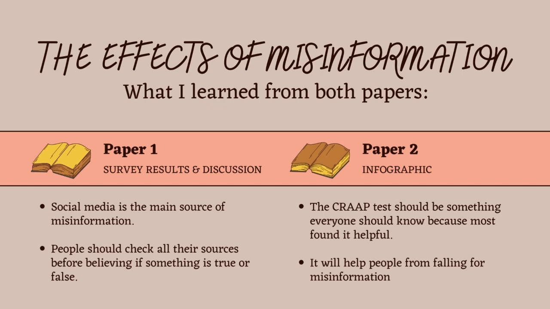Now, the effects of what I learned from both papers. From paper 1, I learned that social media is the main source of misinformation, and people should check all their sources before believing if something is true or false. Then from paper 2, I learned that the CRAAP test should be something everyone should know because it was found the most helpful, and it'll help people from falling for misinformation.